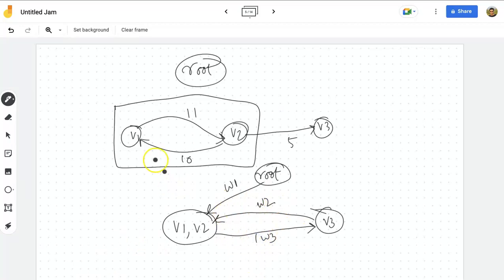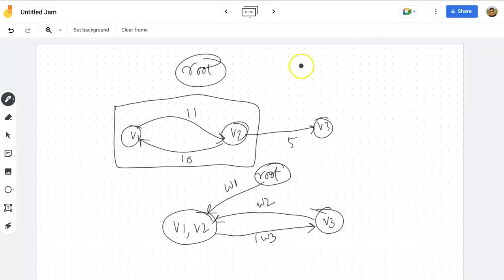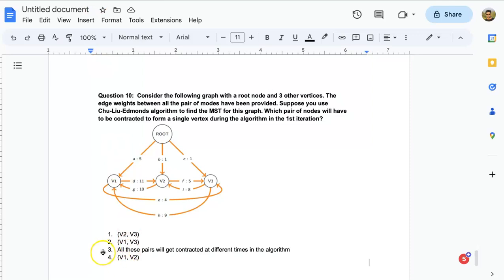But as per the question, we got our answer. After the first step, what are the nodes that we need to contract? V1 and V2 need to be contracted because they form a cycle. So this is the answer. Option 4 is the answer. Yeah, basically that's it.